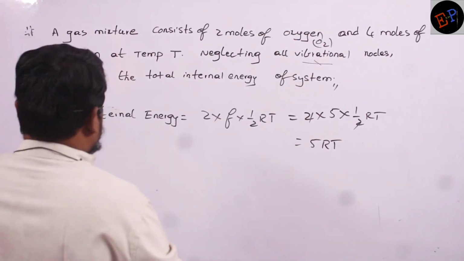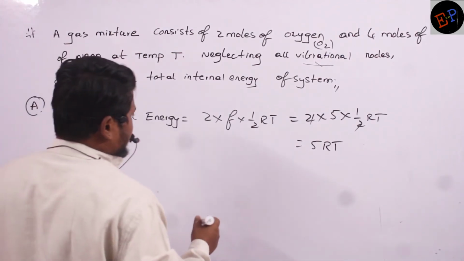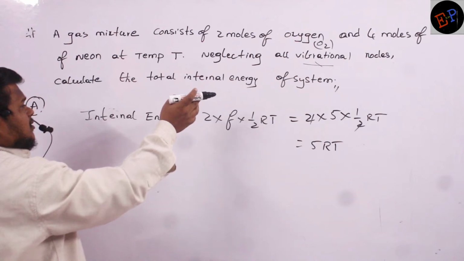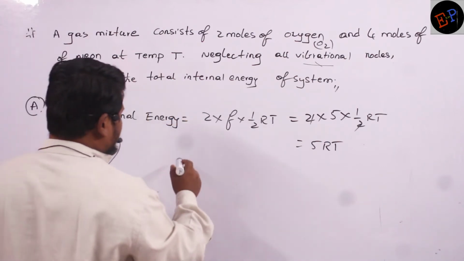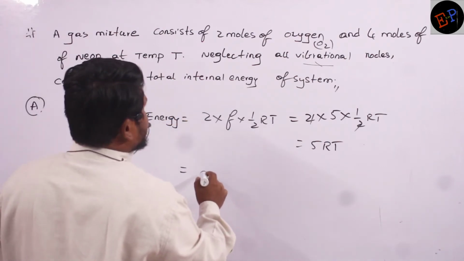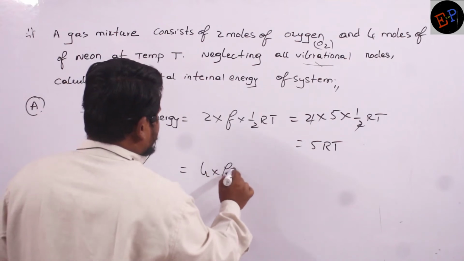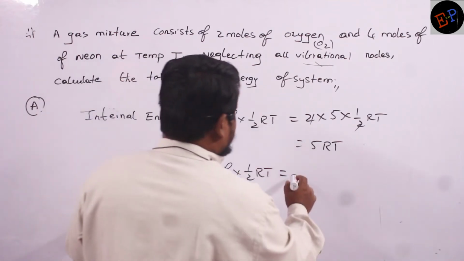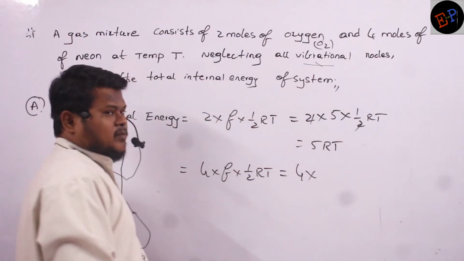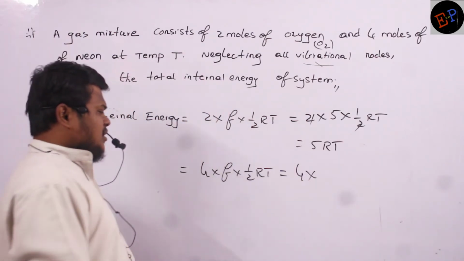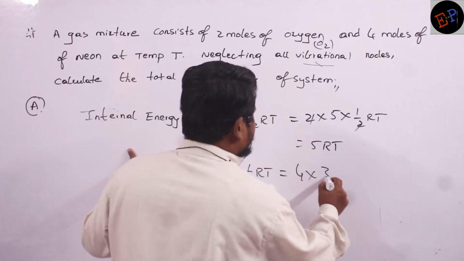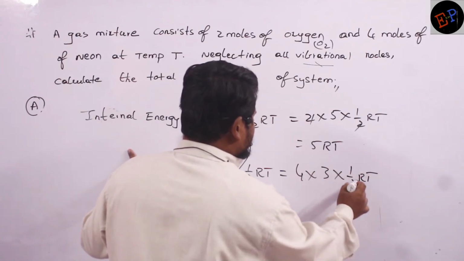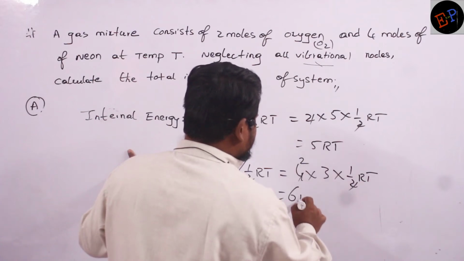Oxygen we have already calculated. We have to calculate for neon also. For neon, what is the total energy? How many moles? 4. So degrees of freedom multiplied by half RT. Neon is a monoatomic gas, an inert gas, so only one atom is present. So 3 degrees of freedom, 3 multiplied by half RT. So 4 into 3 by 2 gives 6 RT.